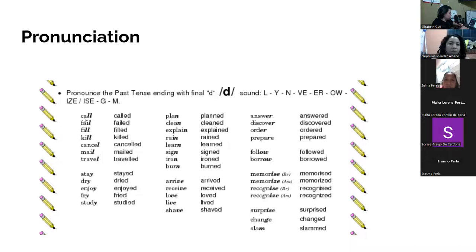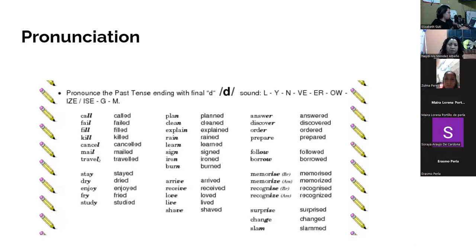For example, call. What is the past of call? The past is called, right? Called, con una D al final, called. Plan, planear. Planned, right? Planned. Answer, contestar, right? What is the past of answer? Answered, exactly, answered, with a D, small D, una pequeña D al final, right? Answered, very good.